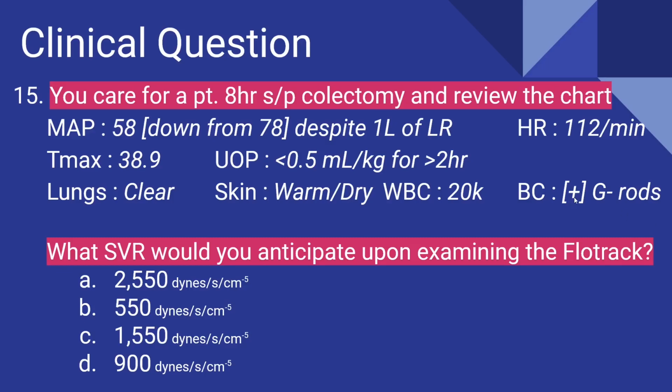Feel free to pause it if you need more time, but what we first need to determine is what kind of shock state this is. If they've just had a surgery, they have positive blood cultures, white blood cell count, their temperature's up, they're not making much urine, we can assume it's an early septic shock because it's in an 8-hour period, potentially. And so our guess would likely be a lower systemic vascular resistance because of that early vascular permeability increase and without much congestion having built up yet.